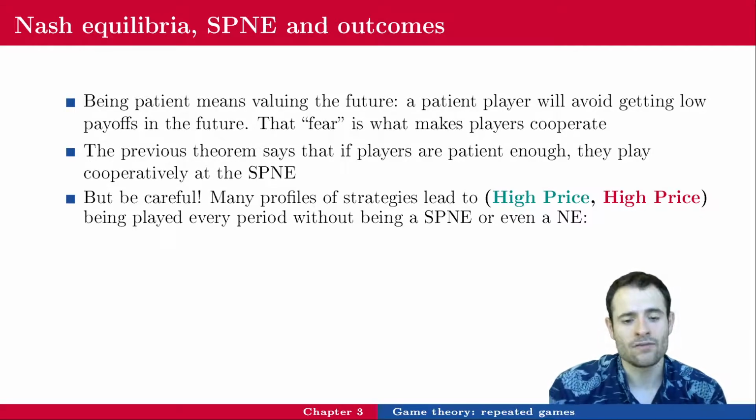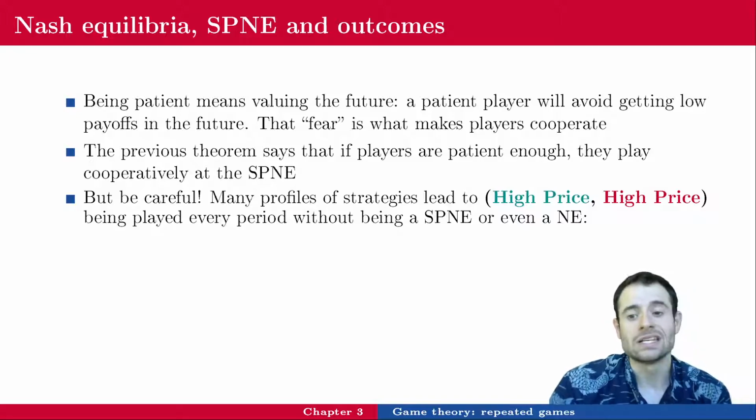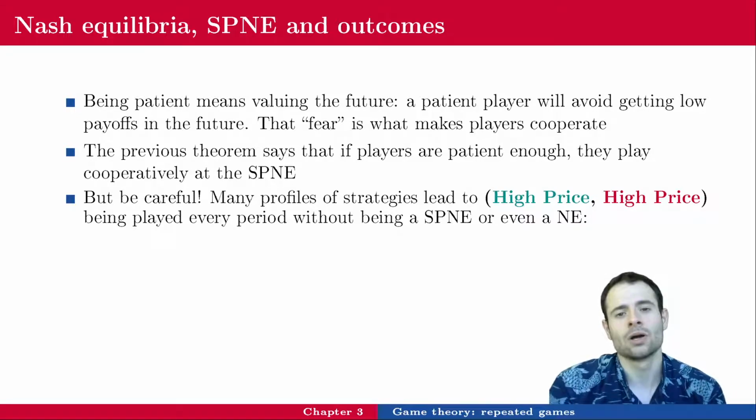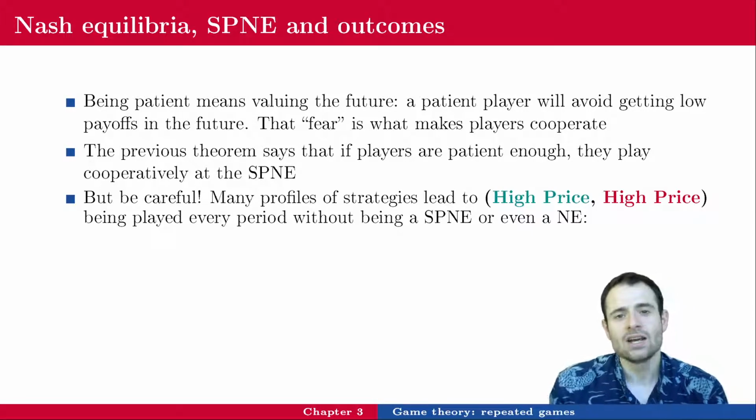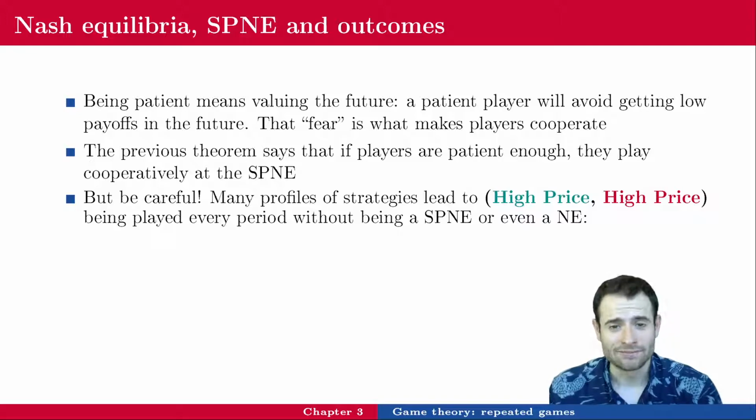So high price forever is not a Nash equilibrium whatsoever. Grim Trigger is. And both of these profiles lead to the same actions being played.